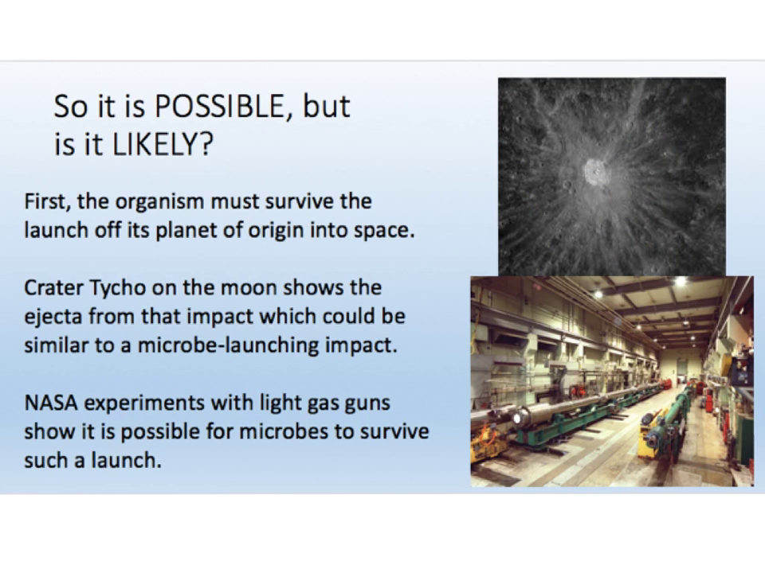In order for that to happen, an organism must survive its launch from its planet of origin into space. In the upper image, you see crater Tycho on the moon, showing the rays of the ejecta material that would be similar to what would have launched the Allan Hills meteorite from Mars. The lower picture shows some NASA experiments with what are called light gas guns, showing that it is actually possible for microbes to survive the energy of a launch.